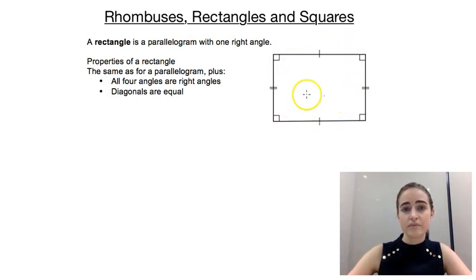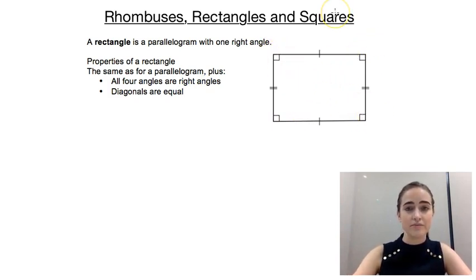So the definition that it has one right angle, that actually means that all four angles are going to be right angles. So the properties of a rectangle, again, it has all the same properties of a parallelogram, but it also has that all four angles are right angles, and it has that our diagonals are equal. So if we went from one corner to the other, that length would be equal to if we drew the other diagonal in.